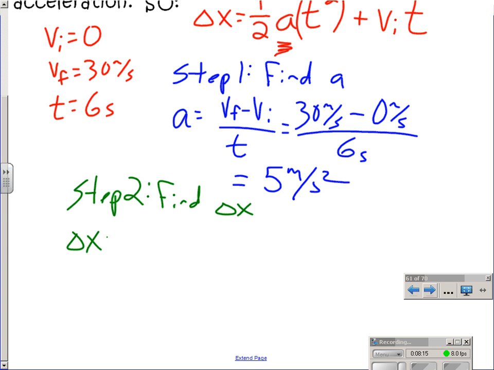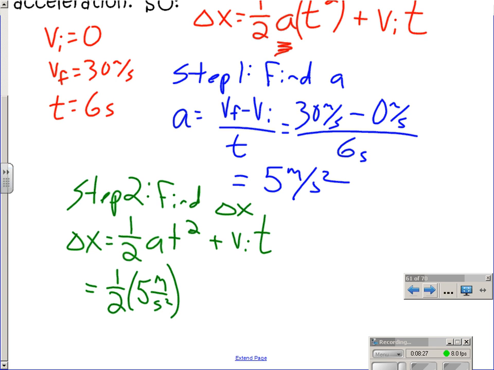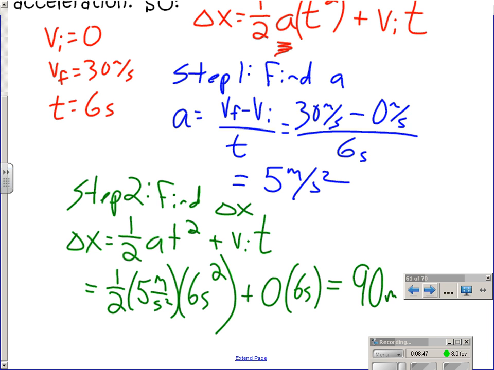Displacement is 1/2 a t squared plus Vi times t, and plug in your numbers. So you get half of 5 meters per second squared, multiplied by your time, which is 6 seconds, squared, plus the initial velocity, which in this problem is actually 0, times 6 seconds. Grab your calculator and punch this all in, and you get, we should be happy to discover, 90 meters. We're happy because that's the answer we got last time we solved it. So we've now solved this problem 2 different ways and gotten the same answer.